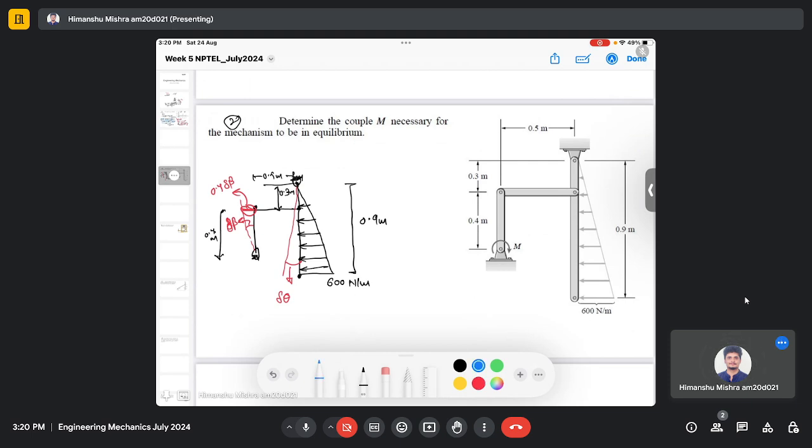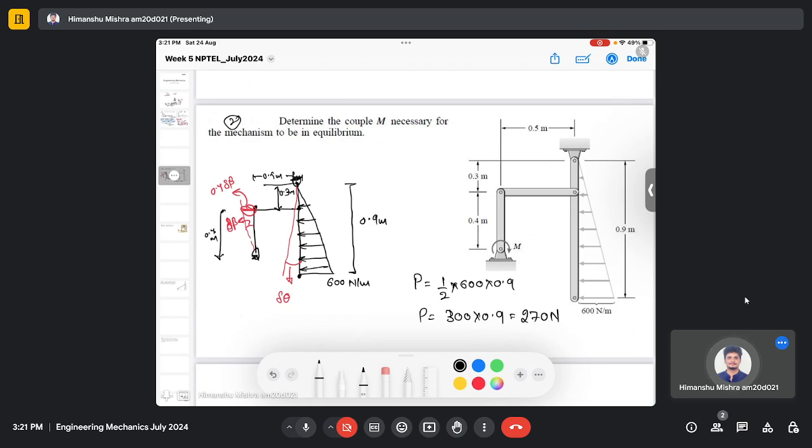And we are given the distributed load, so we need to convert it to a point load. And we saw in the last class how we do that. So it's a triangular load. So the magnitude of the equivalent point force will be given by its area. So it will be half of 600 multiplied by 0.9. So its equivalent point load will be 300 multiplied by 0.9, so it will be 270 Newton.